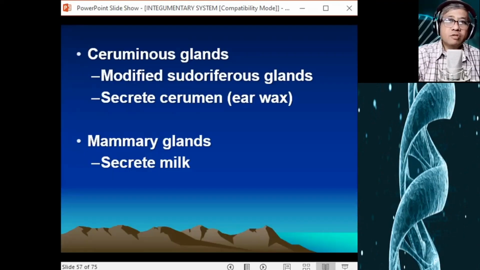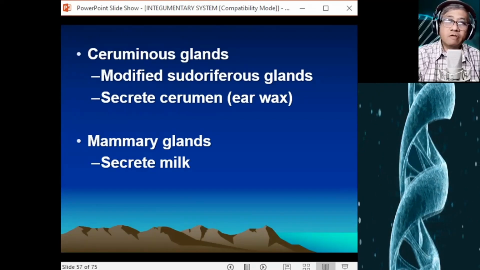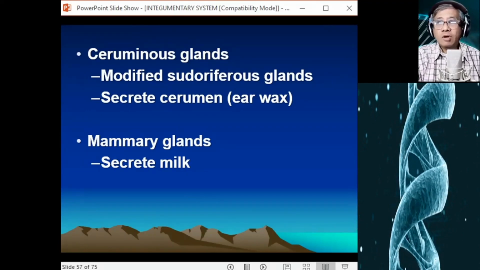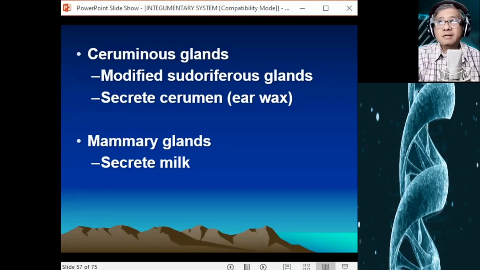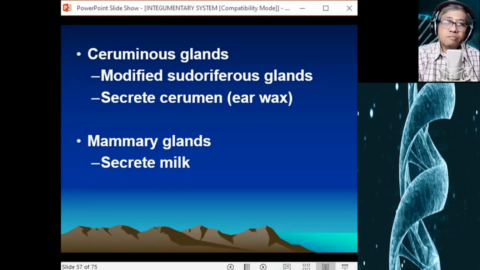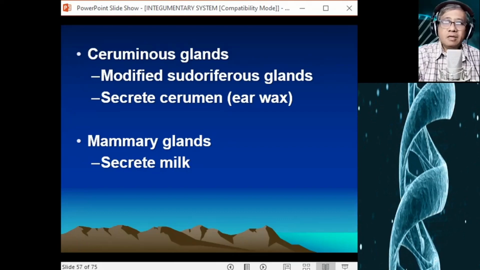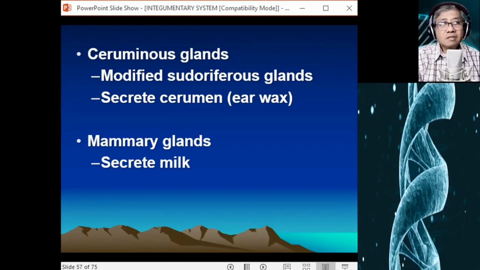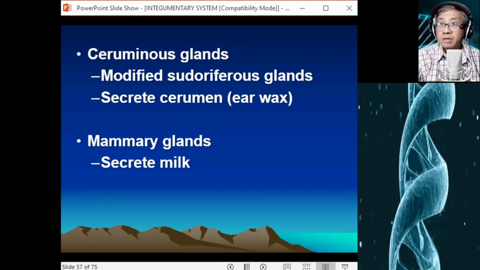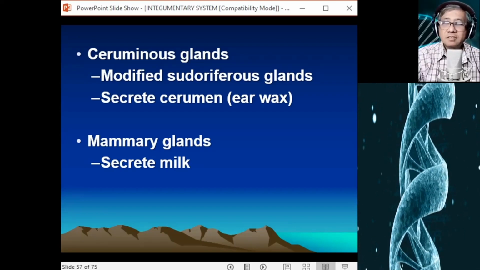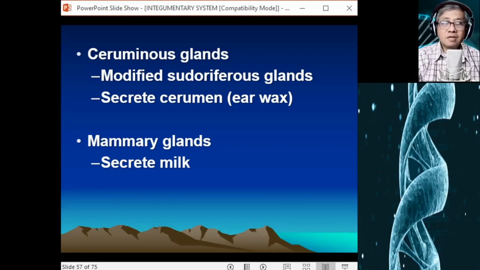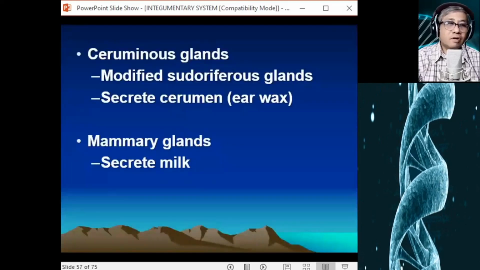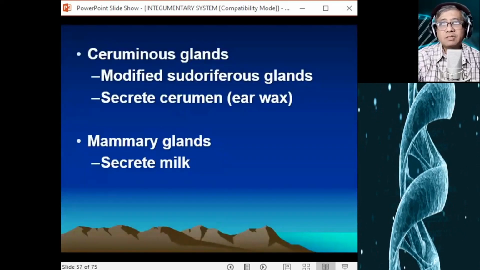Alright, then next we have the ceruminous glands, also known as modified sudoriferous glands, which secrete cerumen, earwax. They are found in our ear canal. These glands produce cerumen or earwax. And lastly, we have the mammary glands. This is a sex-limited structure which is found only in females. And these mammary glands secrete milk. Males don't have that. The mammary glands are modified sudoriferous, modified sweat glands, found only in females, that produce milk.